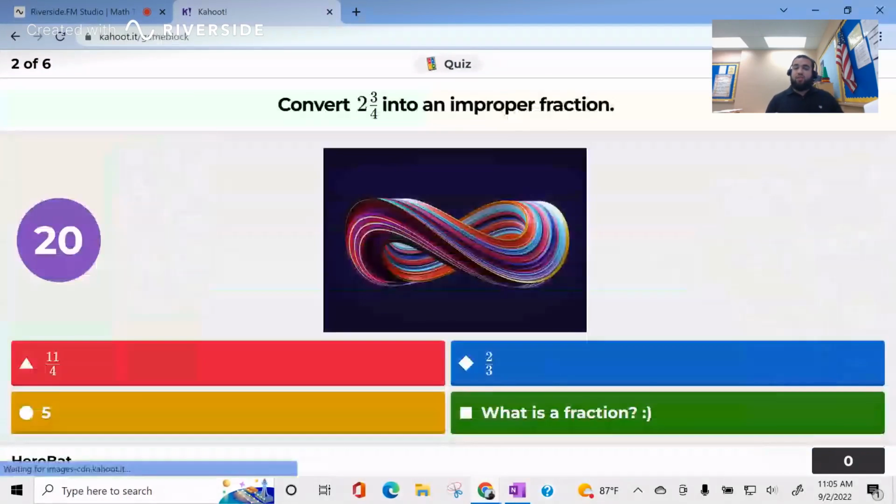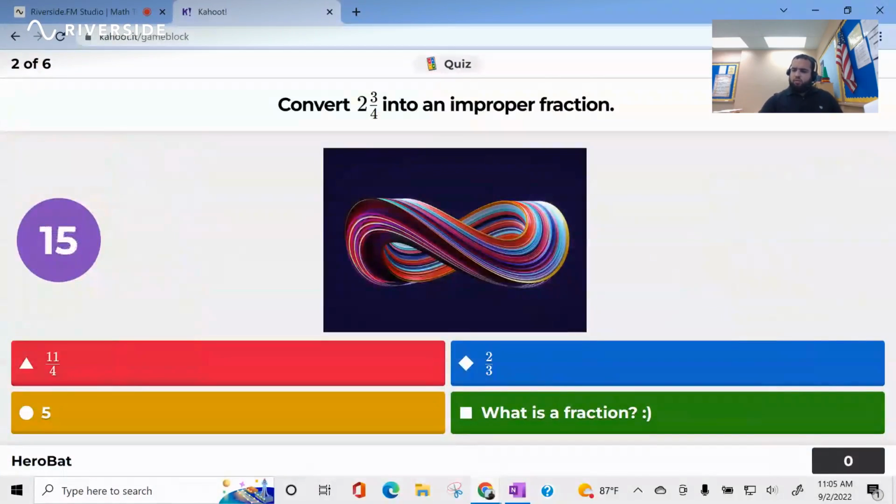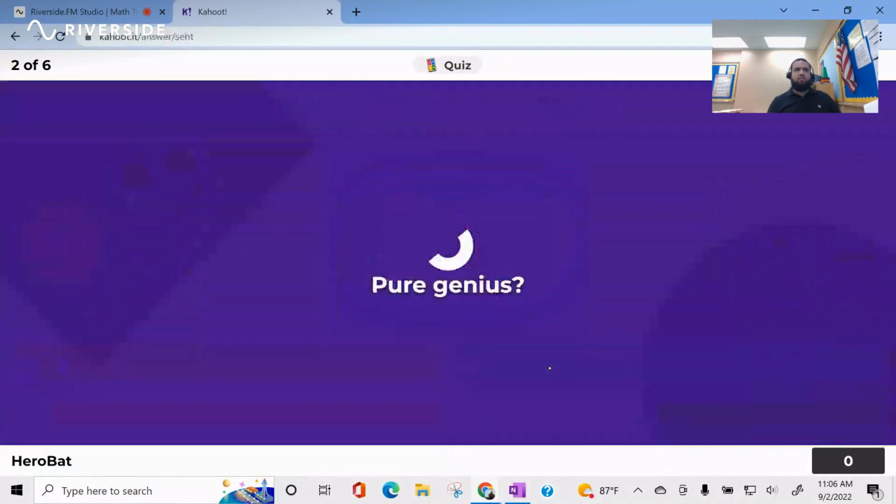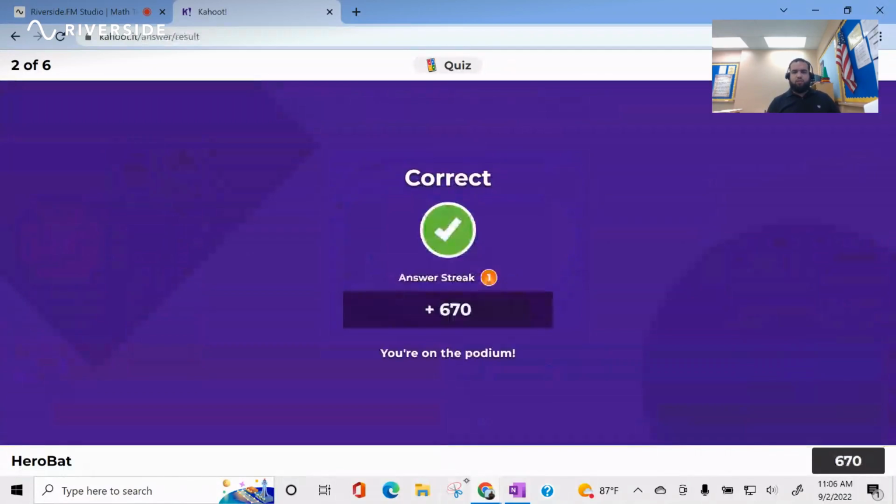Convert 2 3/4 into an improper fraction. What is a fraction? Oh, we have 2 seconds left. Wait a minute, we did this. Yes, 11/4. I got it right. Let's try again.